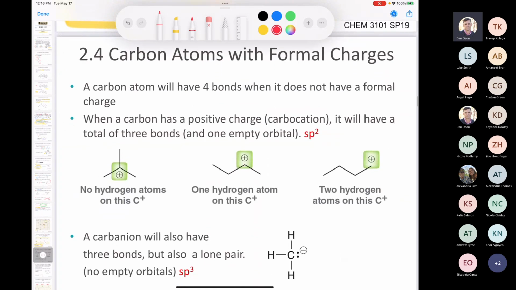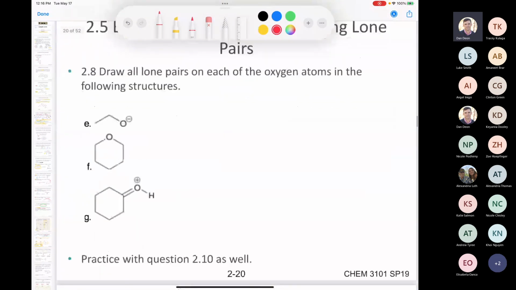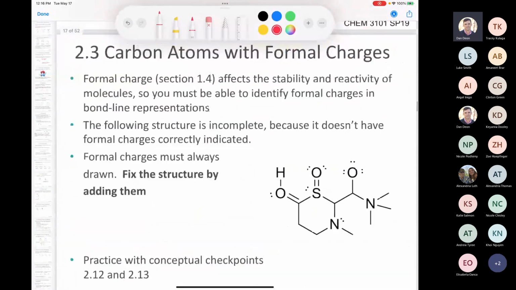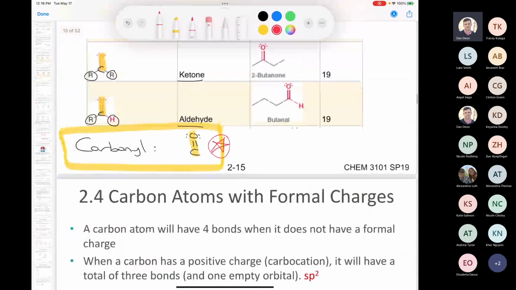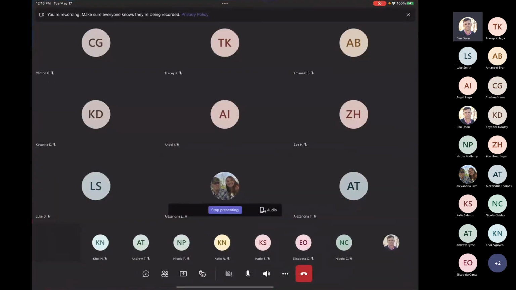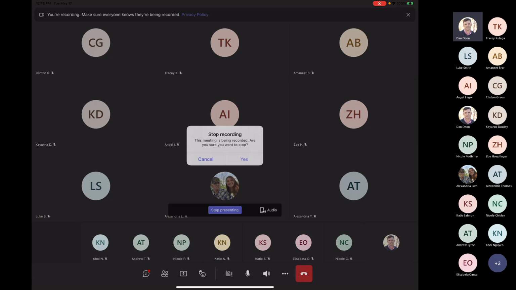So now that we've covered functional groups, let's move on to formal charges. But before we do formal charges, I think what I'll do is stop the video just so I can break it up into smaller chunks. So just bear with me for one second here. I'll just stop the recording and then we'll restart it.